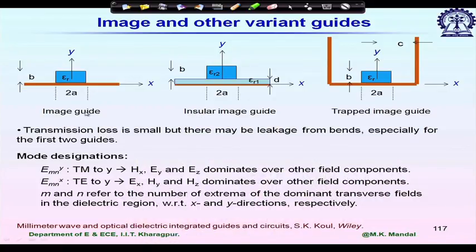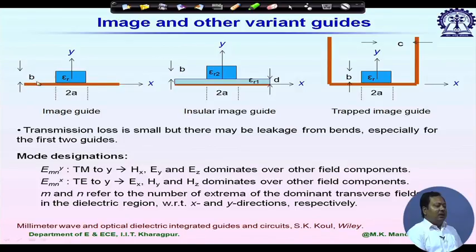So here are some examples. The first one is called the image guide. You can see one dielectric channel sitting on a metal plane which is used as the ground. In the second example, we actually have two different layers of dielectric. The first layer of dielectric material has dielectric constant epsilon r1, and over it we have the channel of dielectric constant epsilon r2. And in the third example, we have the trapped image guide. In this case, the only change from the first one is that we have packaging, so we can minimize the crosstalk between two different channels.